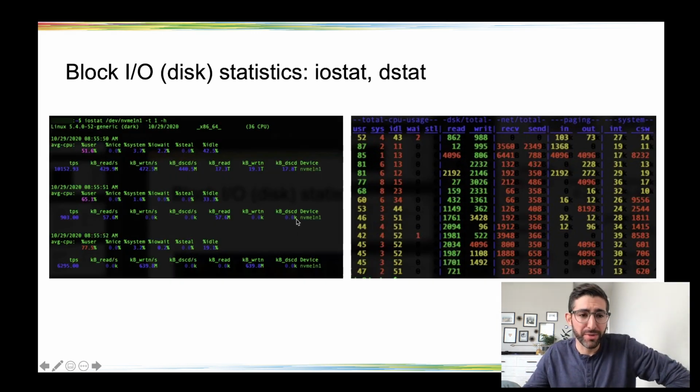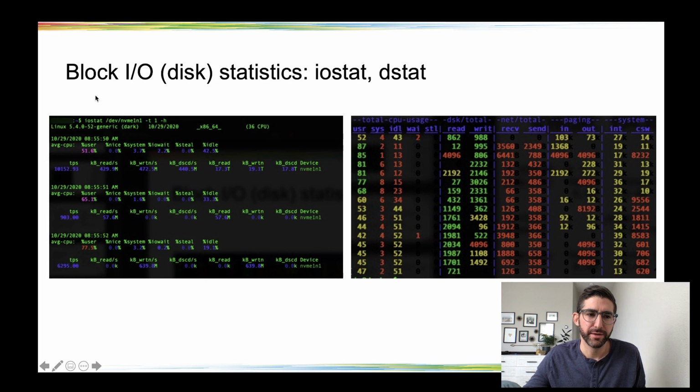My favorite tool, sorry for this, this is basically some screenshots from my desktop. I like to use this weird black screen and green text, my little hacker text, for my terminal on Mac. But you can see this is basically two commands, iostat and dstat. These are my favorites for monitoring performance. There's a million different applications you can use to monitor performance.